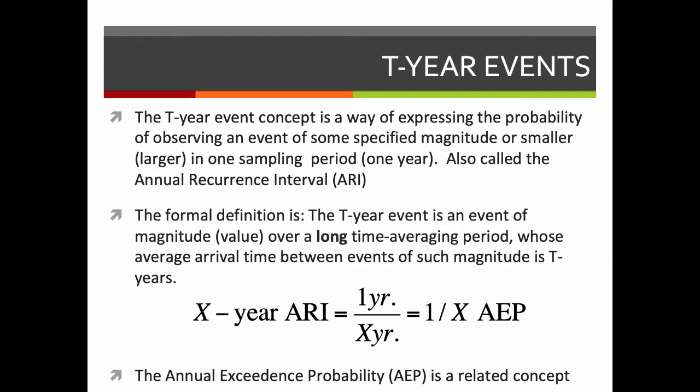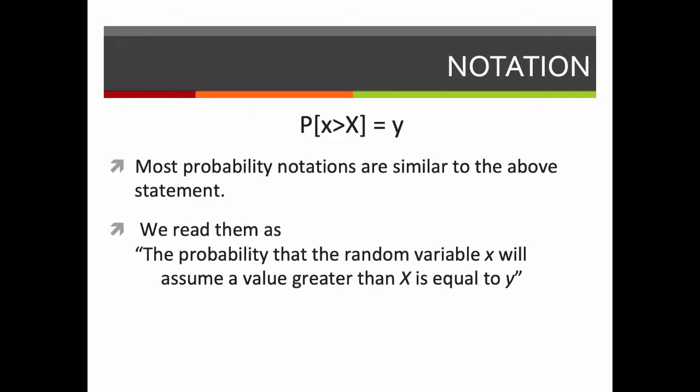So for example, a 100-year annual recurrence interval is equal to 1 over 100, which is 0.01 annual exceedance probability. Or the 1% annual exceedance probability is probabilistically the same as the 100-year annual recurrence interval. The annual exceedance probability is clearly a related concept, and generally it's the preferred way of stating the probabilities.